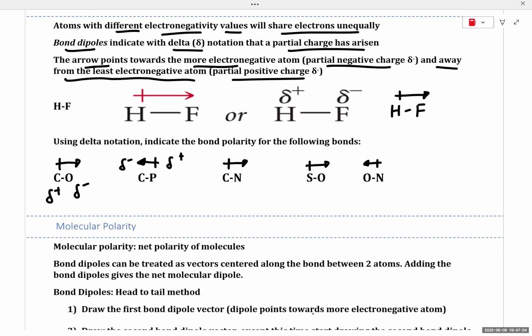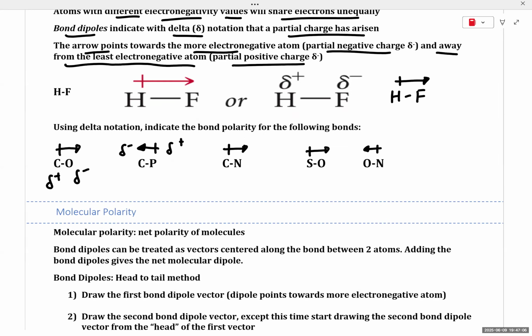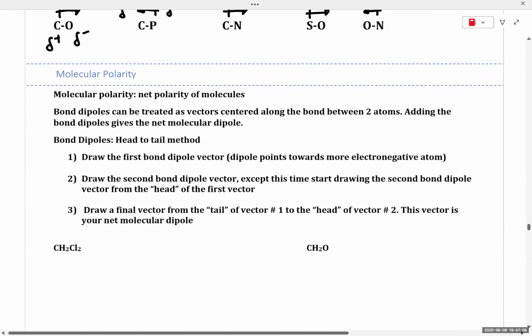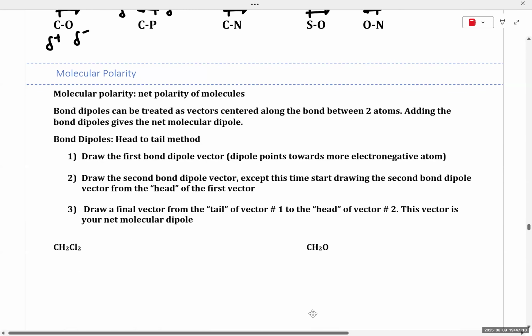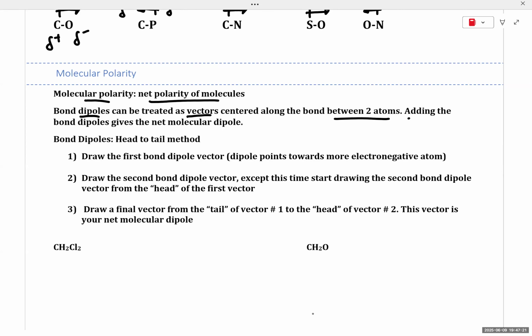Now, we've identified how to draw bond dipoles. Let's talk about molecular polarity. Molecular polarity is the net polarity of a given molecule. Bond dipoles can be treated as vectors centered along the bond between two atoms. Adding the bond dipoles gives the net molecular dipole. I'm going to teach you this method. If you've taken physics, this method is going to be quite familiar.